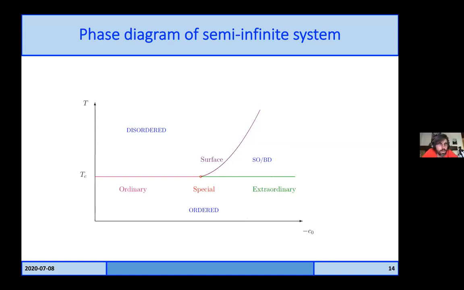Can I ask a question? What is the role of the magnetic fields that you had in your Lagrangian H1 for this phase diagram? They are zero here. So this phase diagram is for both the magnetic fields being zero. Okay.